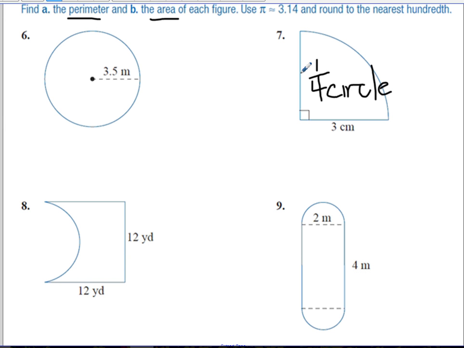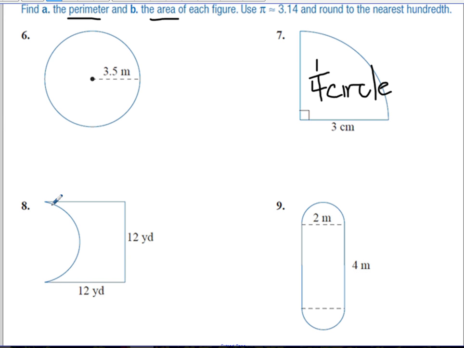You're just going to use the area formula and then take 1/4 of it to come up with the area. But notice the perimeter. This piece here, we can find it by taking 1/4 of the perimeter of the circle, but then you have this left-hand side and the bottom side to deal with. So make sure that you add all 3 of those values up.